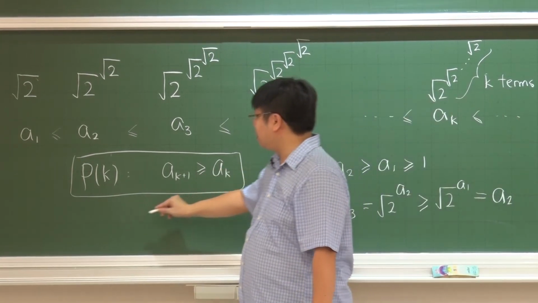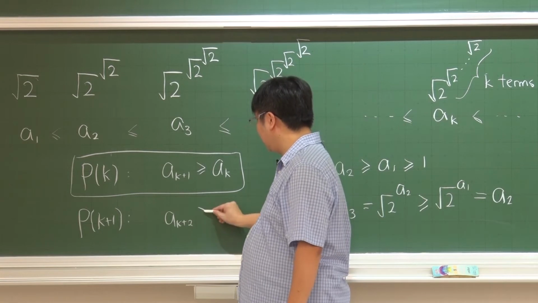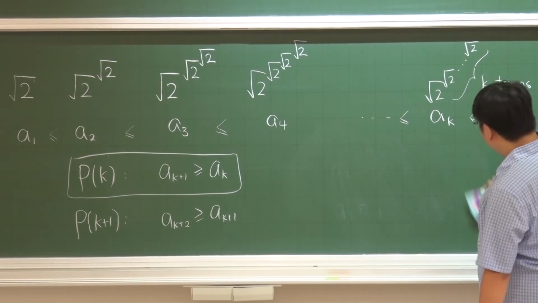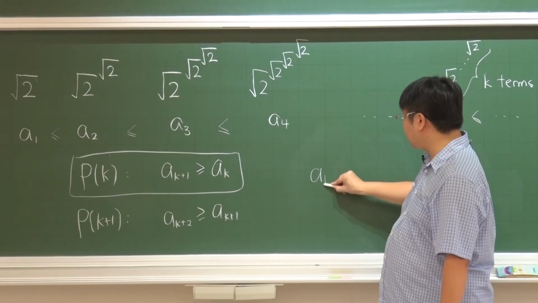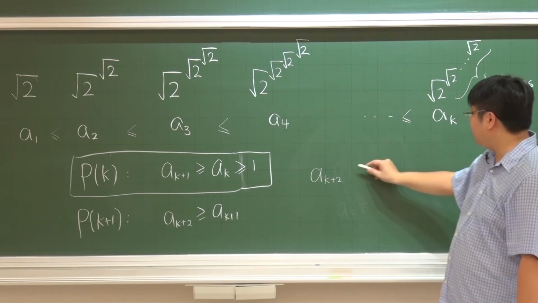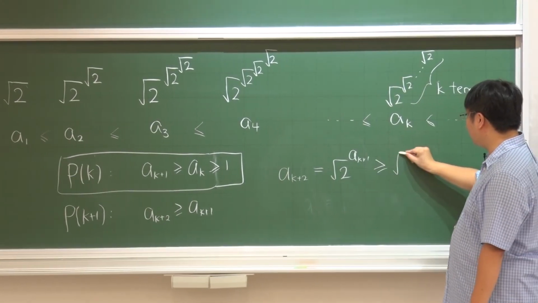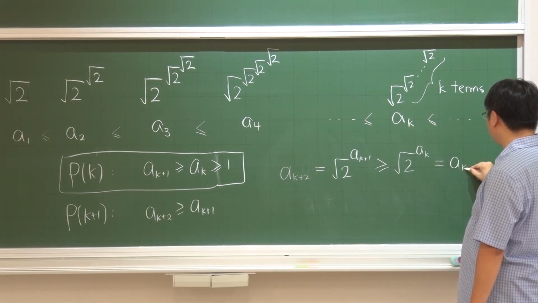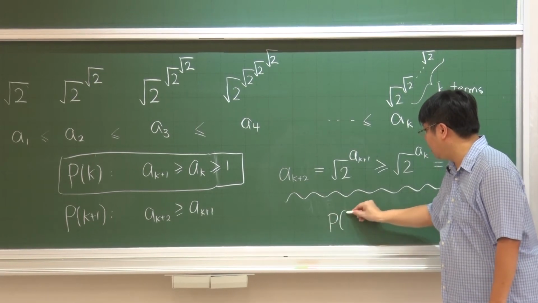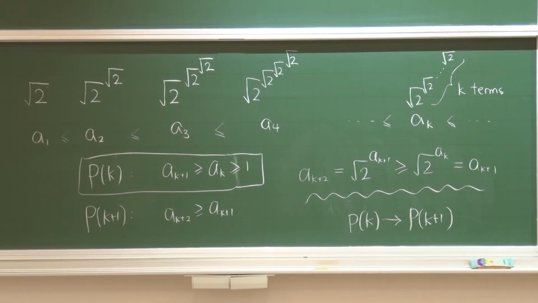Because if this one is true, then what is meant by PK plus 1? PK plus 1 is talking about AK plus 2, right? Why is it true? We are using the same way here. If we assume that PK is true, then AK plus 1 is greater than or equal to 1. Okay? Then AK plus 2 is equal to square root 2 to the power AK plus 1, and this number will be greater than or equal to square root 2 to the power AK, and this is equal to AK plus 1. Done. Is that okay? So this statement says PK implies PK plus 1. Good. So it is increasing.